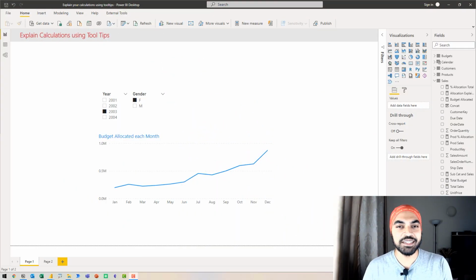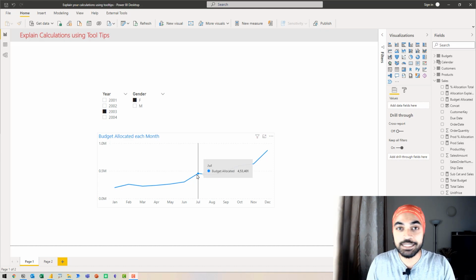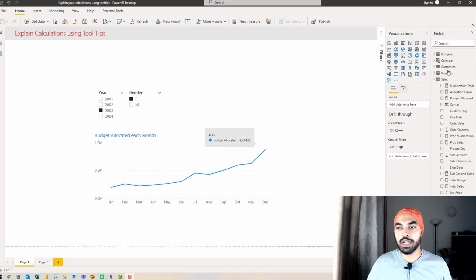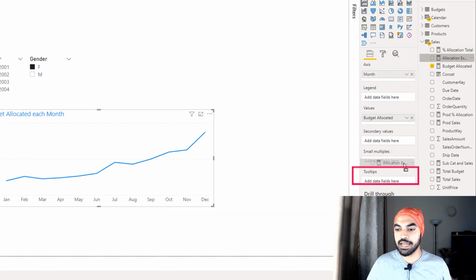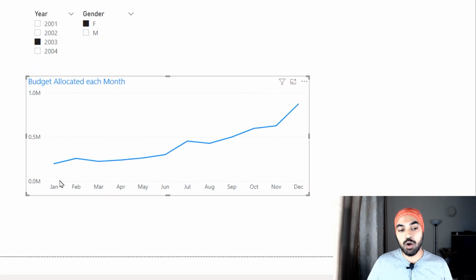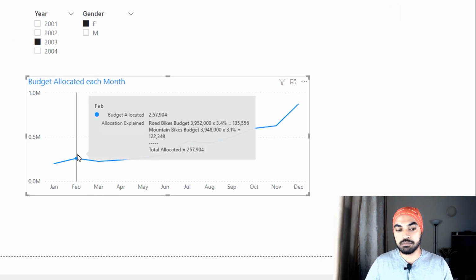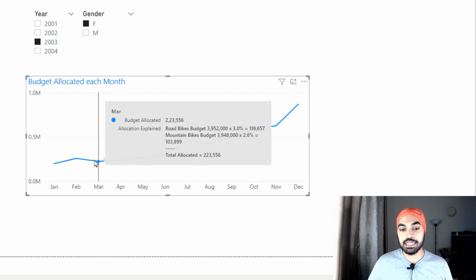All right, back to the line chart visual. Now I'm going to take that particular calculation, the allocation explain calculation, and drop that in the tooltips, so that the user, along with the number that he or she looks at, also sees the explanation of that calculation. So let's go to the allocation explained, select that visual and drag it to the tooltips right here. If I now hover my mouse on top of any particular visual, I get to see how that visual has been calculated.